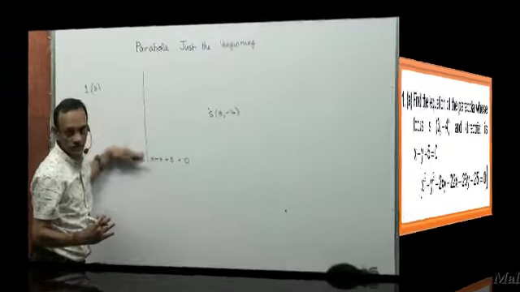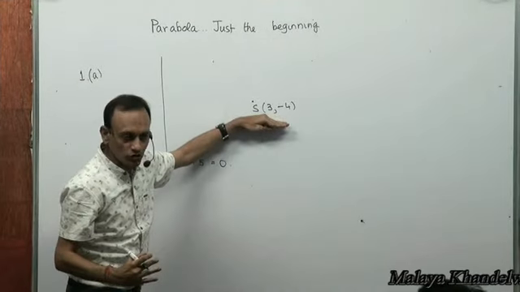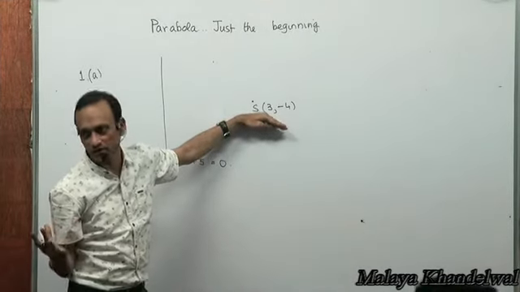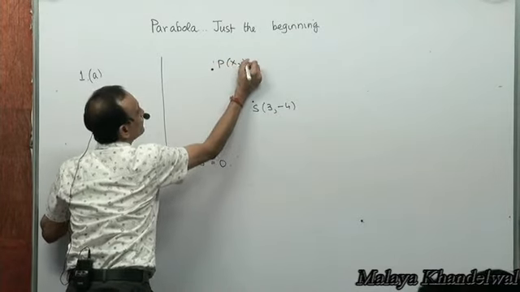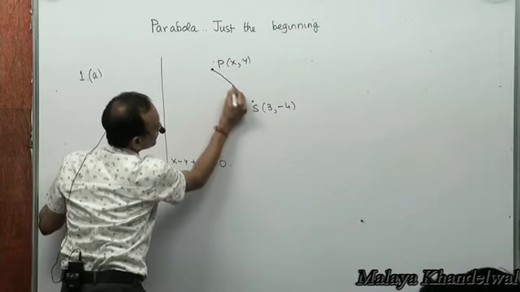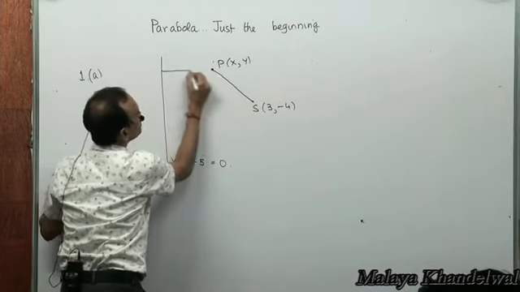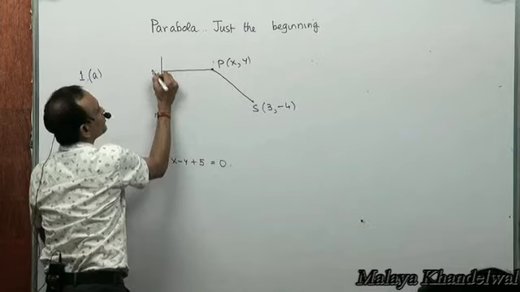They've given you the equation of the directrix. They've given you the focus of the parabola. You want to find the equation of the parabola. What do you do? You take any point P on the parabola, x comma y. Then what will cause it to be a parabola? Distance from the focus equal to the distance from the directrix.